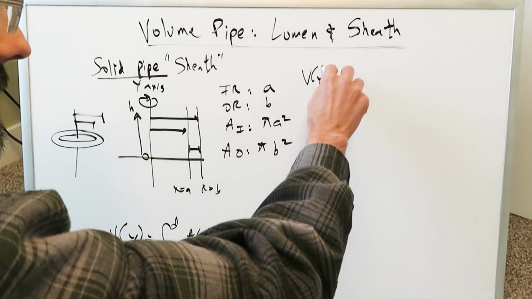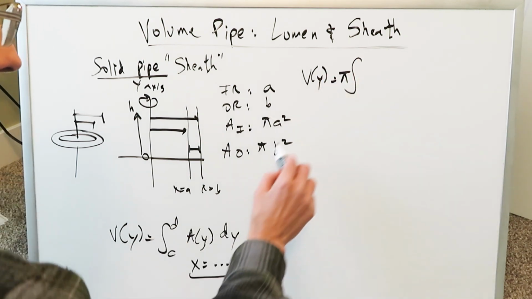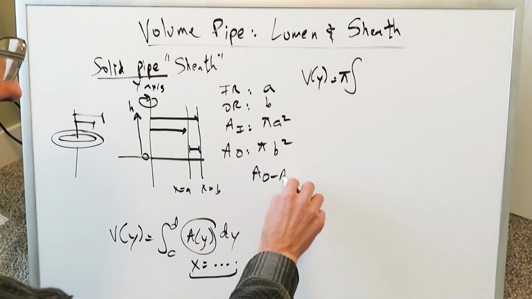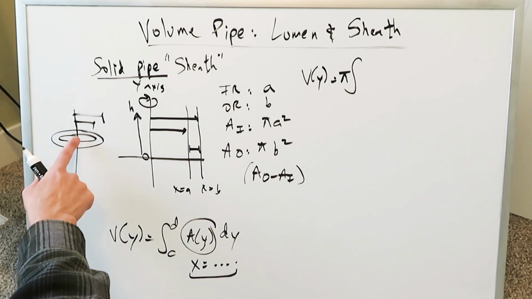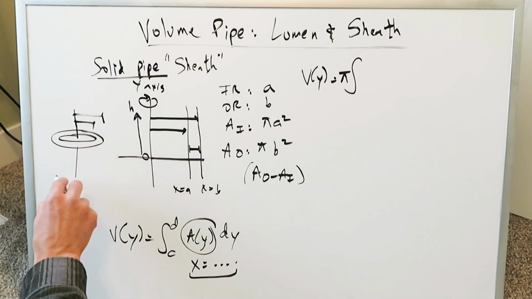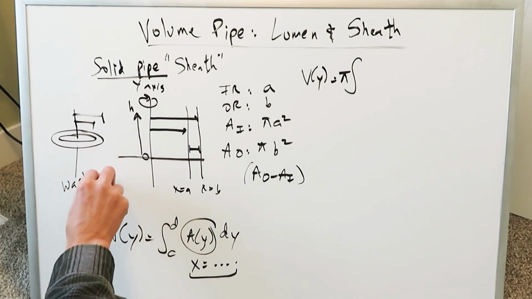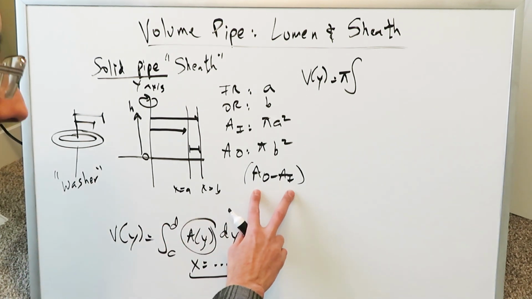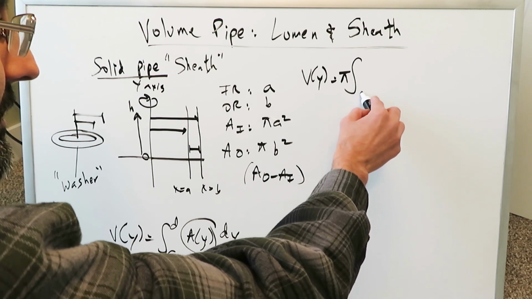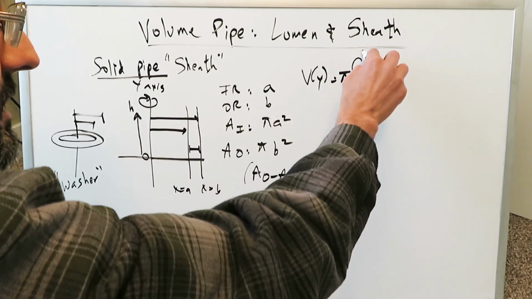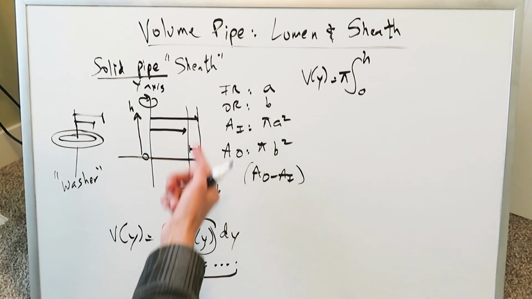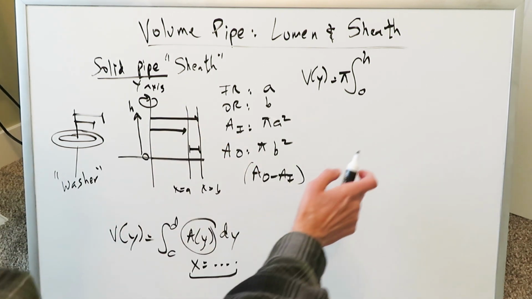Our volume integral, which is not hard to develop, will become this. It'll always be in terms of this component here, the outer area minus inner area, because what will develop in terms of a cross section is a washer. When you have a washer, you have to look at inner and outer area, inner and outer radii, and that right there is why you have this. You're looking here from a lower limit of 0 to an upper limit h, height, which will determine how long this pipe might be, this plastic pipe, this metal pipe, whatever polymer pipe it might be.